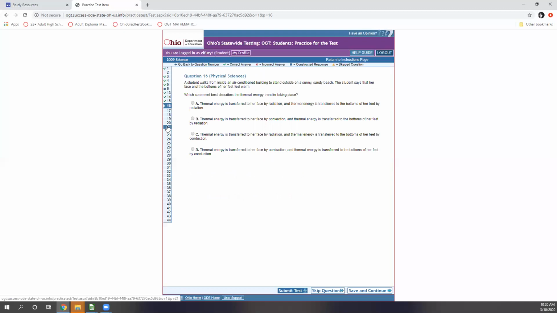So take your pen and paper, get it ready. I'm going to give you some clues on how to understand this question and its answer. A student walks from inside an air-conditioned building to stand outside on a sunny, sandy beach. The student says that their face and the bottoms of her feet feel warm. Which statement best describes the thermal energy taking place?